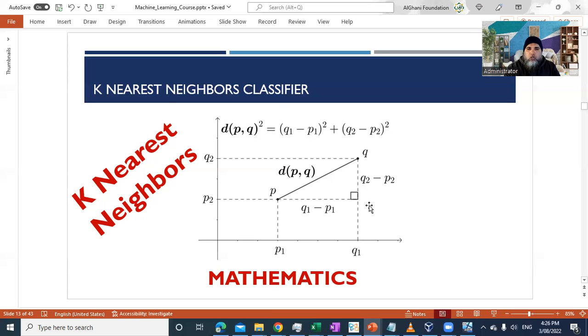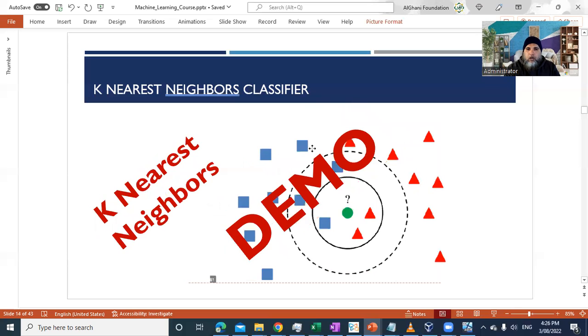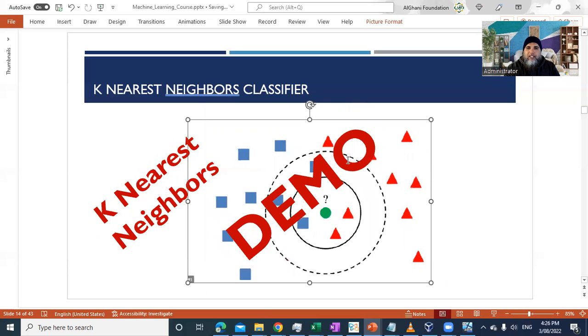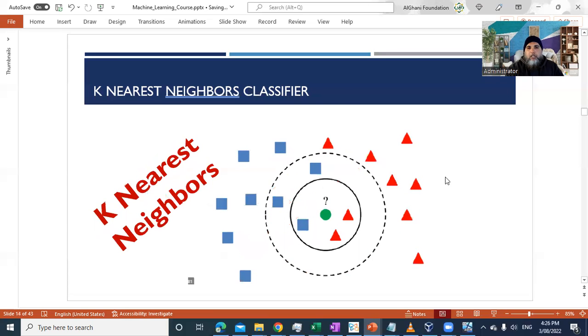So maybe let's go to the other diagram. Now I'm going to show, for example, let me just drag the demo at the moment. Let me just hide it. All right, so you can see we have the green object that we want to classify, and we are talking about, let's say, three nearest neighbors, right? So the k value is going to be 3.